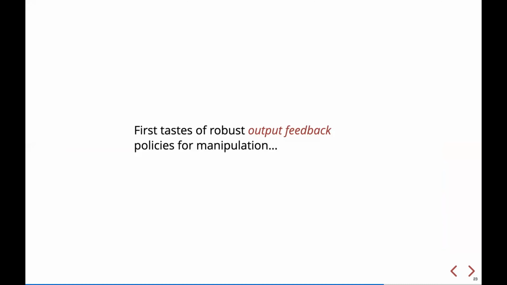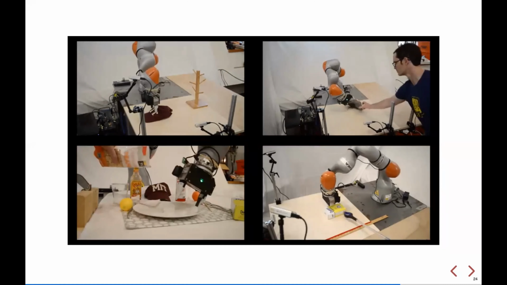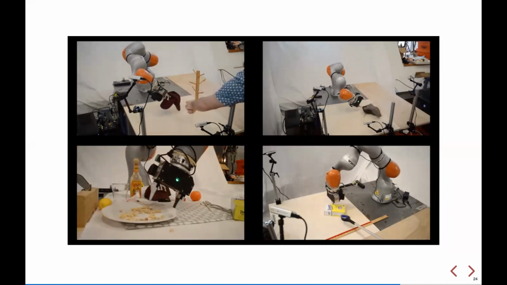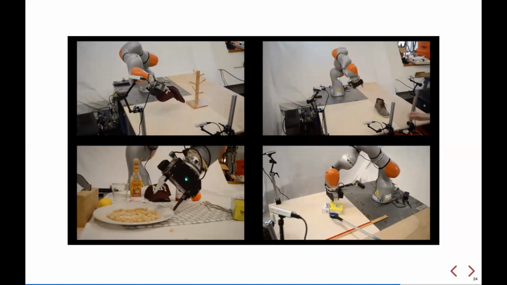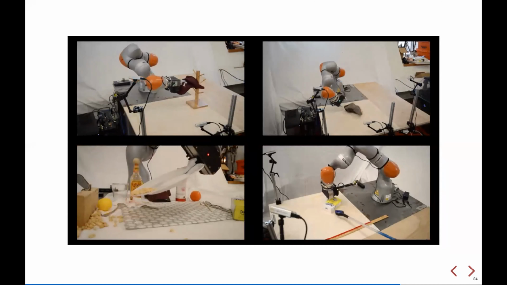Okay, we're getting some of our first tastes of robust output feedback policies for manipulation by putting those dense descriptors and the like to work. Pete and Lucas have got a great series of work showing now, first with imitation learning, that they can close the feedback loop from perception and get pretty robust policies. But this was just with imitation learning, and it's just a taste of what I think robust feedback would look like in a narrow sense.